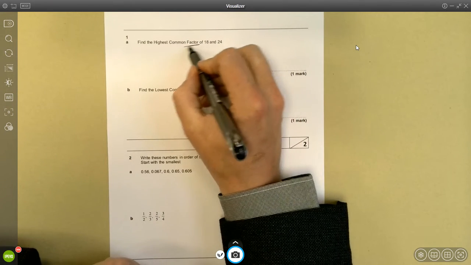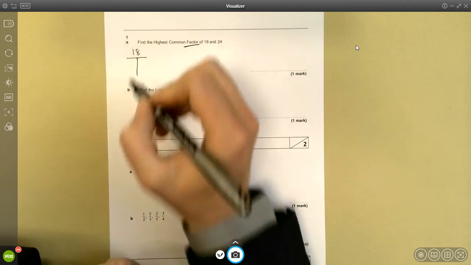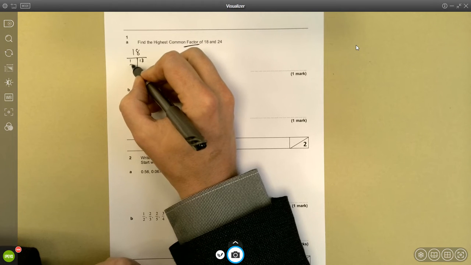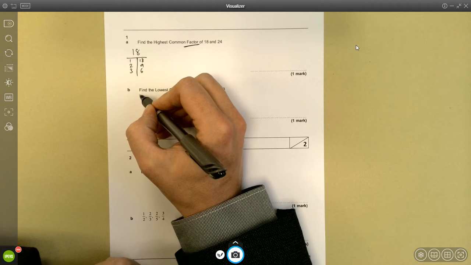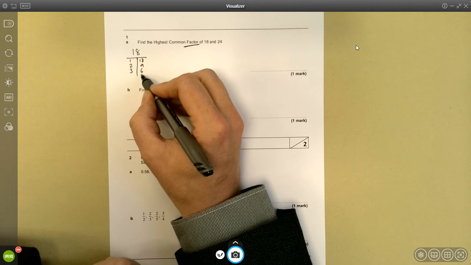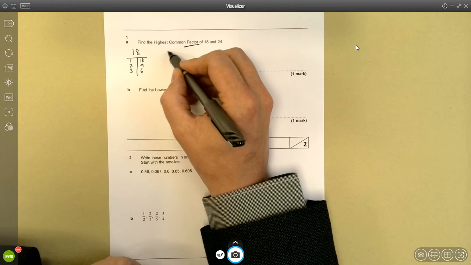So, we're going to look at factors of 18 and 24. List these out in pairs. 1 matches with 18. 2 matches with 9. 3 matches with 6. All right, does 4 work? 4 times something to give you 18? No. Does 5 work? No. And then you're back round to 6. So we've got all the factors.